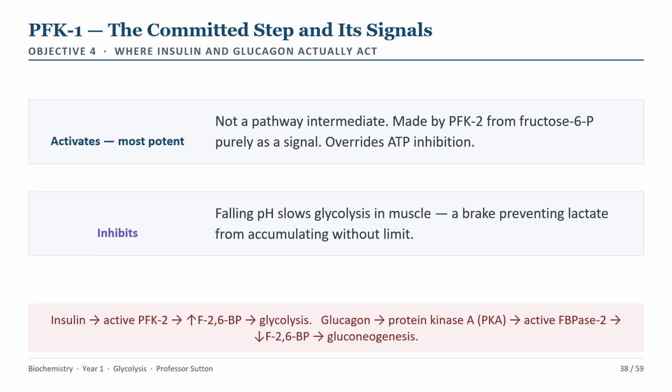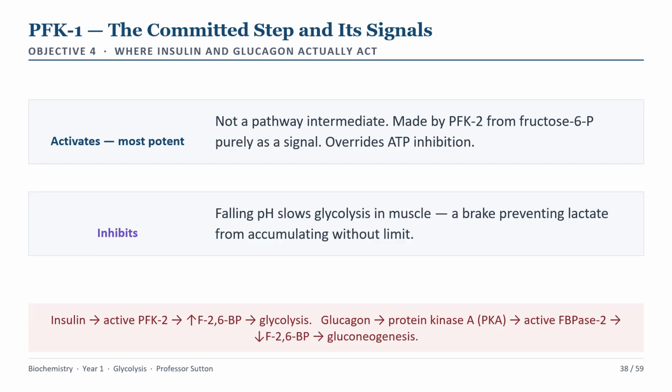Now during fasting, glucagon raises cyclic AMP, which activates protein kinase A, which phosphorylates the bifunctional enzyme. Phosphorylation switches off the kinase activity and switches on the fructose bisphosphatase 2 activity, which destroys fructose 2,6-bisphosphate. Levels fall, phosphofructokinase 1 goes quiet, and gluconeogenesis proceeds. Glucagon, low fructose 2,6-bisphosphate: make glucose.